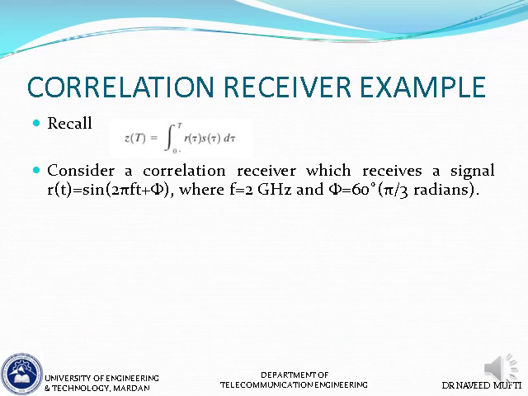So for example, let us consider a correlation receiver which receives a signal r of t, which is a sine waveform. That's the general notation, 2 pi f t plus phi, and the frequency we have been given is 2 gigahertz, and the value of the phase of the received signal is 60 degrees or pi by 3 radians. So that's the first piece of information we are given.